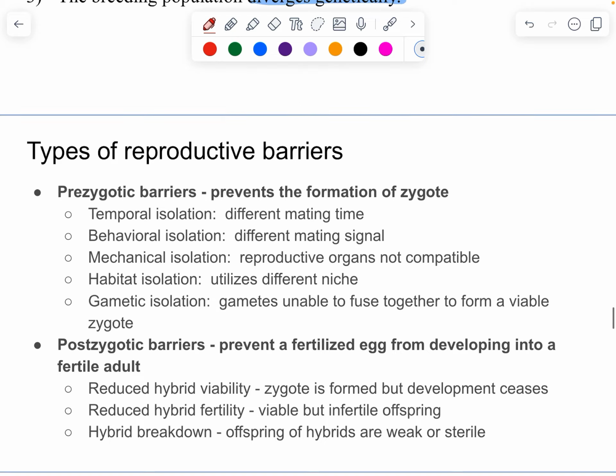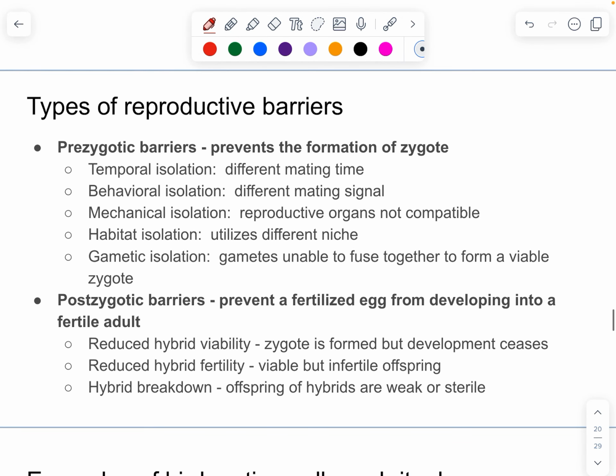So let's talk about the reproductive barriers that will cause speciation. There are 2 main types of reproductive barriers: prezygotic barriers, which prevent the formation of a zygote. Zygote, remember, is the fusion of a sperm and an egg, right? So prezygotic barriers mean that they either prevent mating from taking place, or mating may take place, but the gametes are not compatible and they're not going to produce a viable zygote that can develop into an individual.